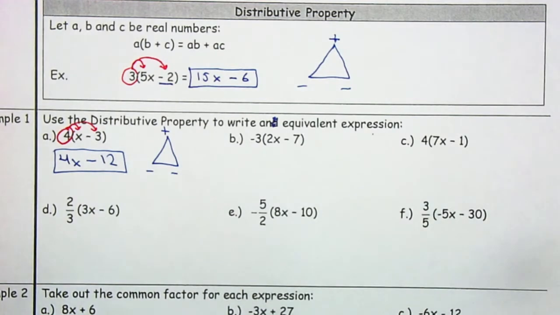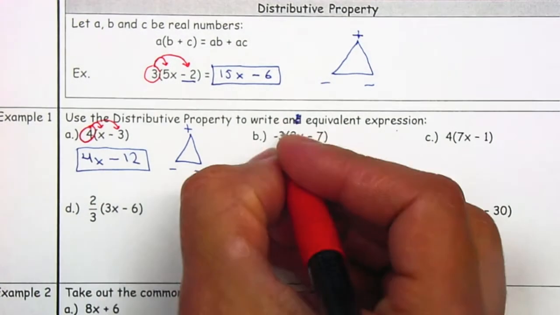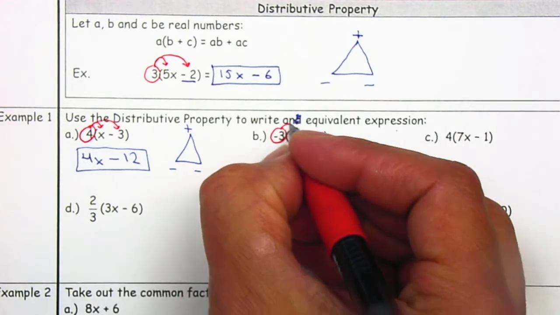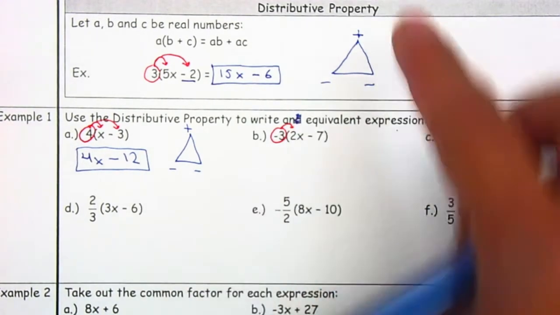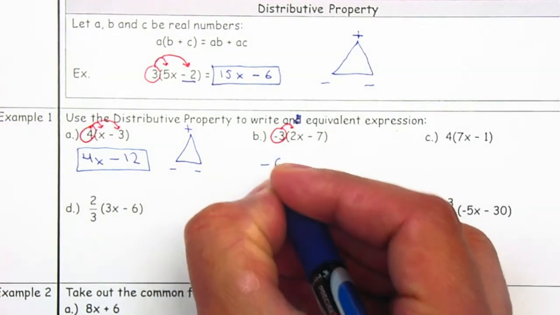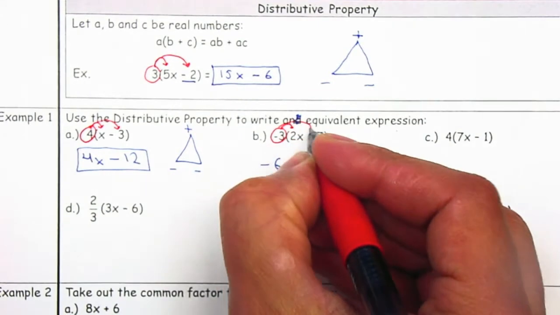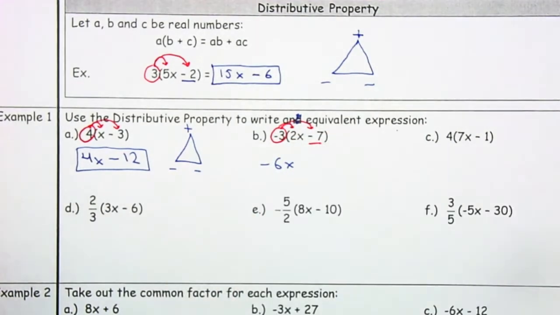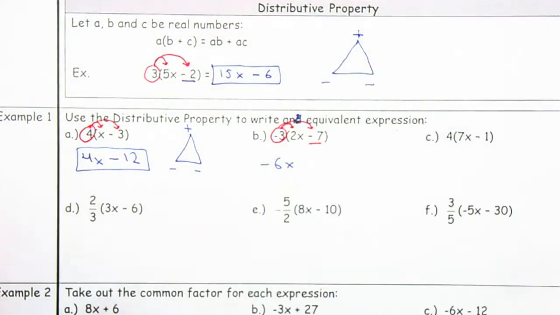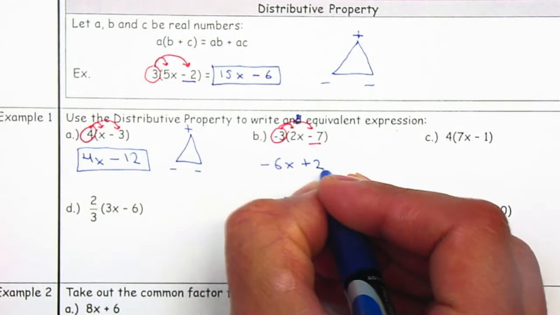So for letter B, circle the negative 3, not just the 3, but the negative belongs to the 3. We're going to multiply by the 2x. So we have a negative times a positive will be a negative 6x. Then we are going to distribute the negative 3 to the negative 7. The negative belongs to the 7. Negative times negative will be positive. So that will be a positive. 3 times 7 will be 21.